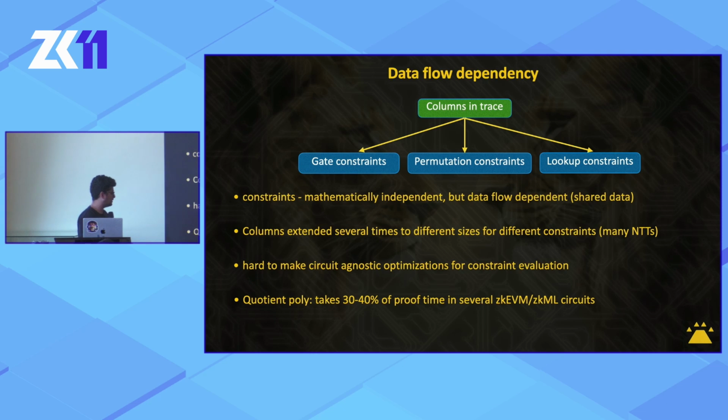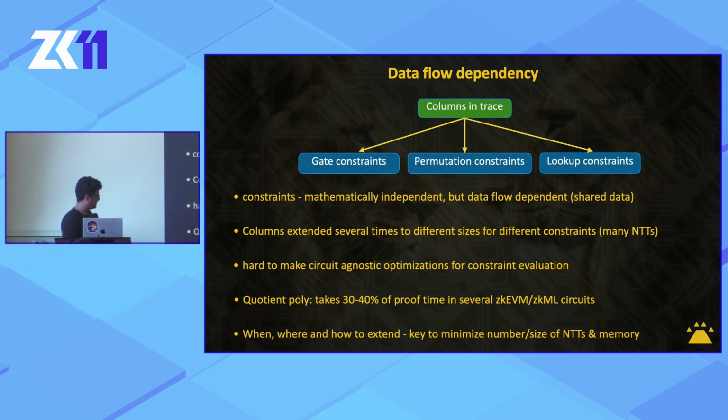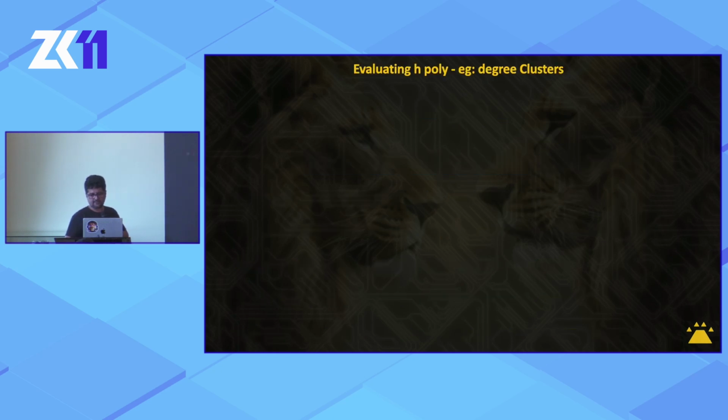And roughly the quotient polynomial for very large circuits like ZKEVMs and popular ZKML models is 30 to 40%. And most of the time it's a memory bottleneck, as in we have to read from host to device, which we try to avoid as much as possible. Because even if your compute is really, really fast, host to device data transfer basically kills the performance entirely. So we want to avoid this. And the question of when, where, and how to extend is the key to minimize the number and size of the Fourier transforms.